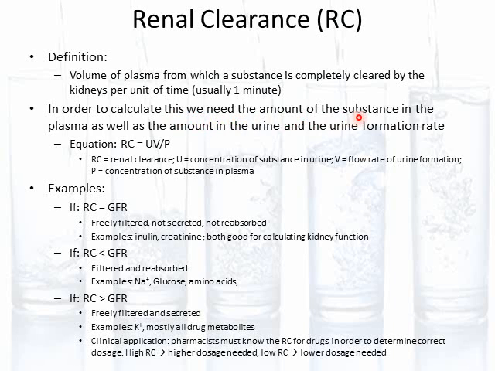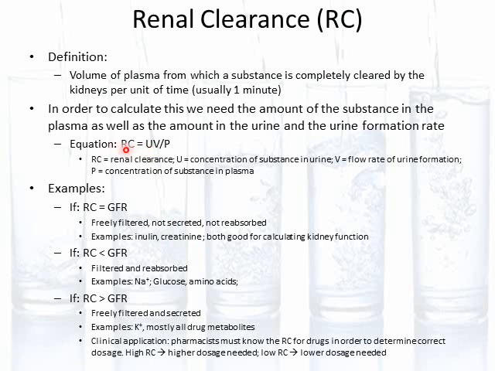We need to know the amount of a substance in the plasma, as well as the amount of substance in the urine, and then how much urine is being formed. Okay, so the reason we care about this is one example would be for pharmacists, as is shown down here. Pharmacists must know the renal clearance for drugs in order to determine the correct dosage. If we know that a drug is cleared very, very rapidly by the kidneys, then that dose is going to have to be higher to keep the level of that drug up in the blood at a certain rate. If the drug is cleared very slowly, then we're going to use a low dose because we don't want to have too high of a level in the blood. So, three different possibilities here.